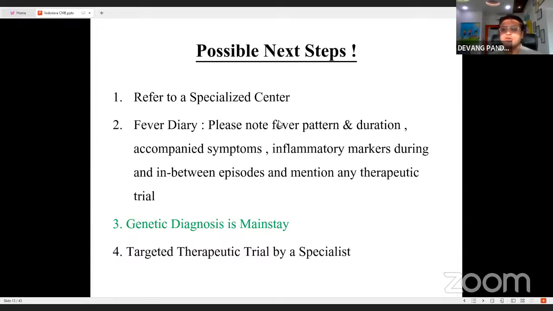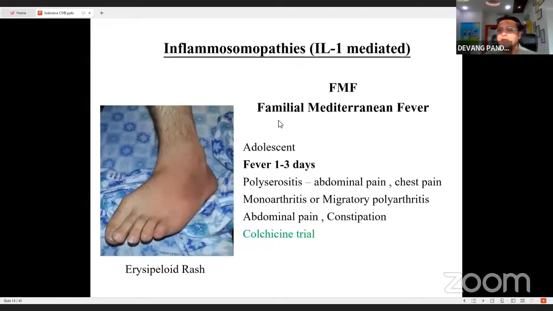And sometimes if you are suspecting clinically and you don't find anything in genetics, you can give a targeted therapeutic trial. The etiopathogenesis involves TNF alpha, IL-1, and other cytokines, and these are all important. Now we start with all the disorders in brief. The first group is the IL-1 cytokine mediated group. This is important because these disorders respond better to IL blockade agents, which we'll see in subsequent slides.